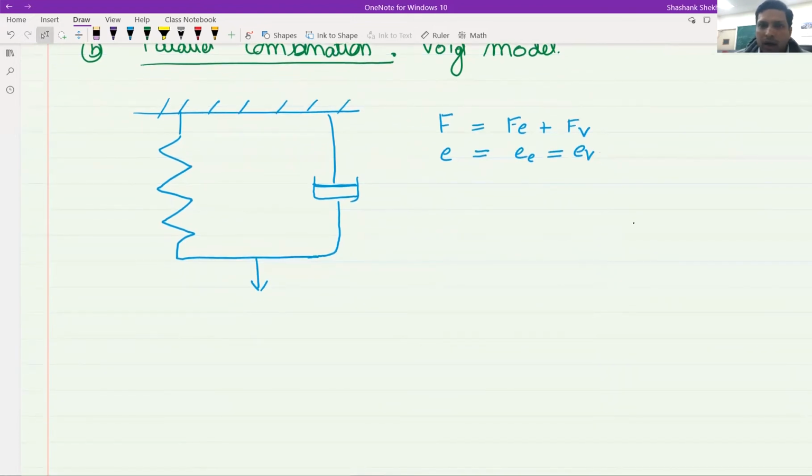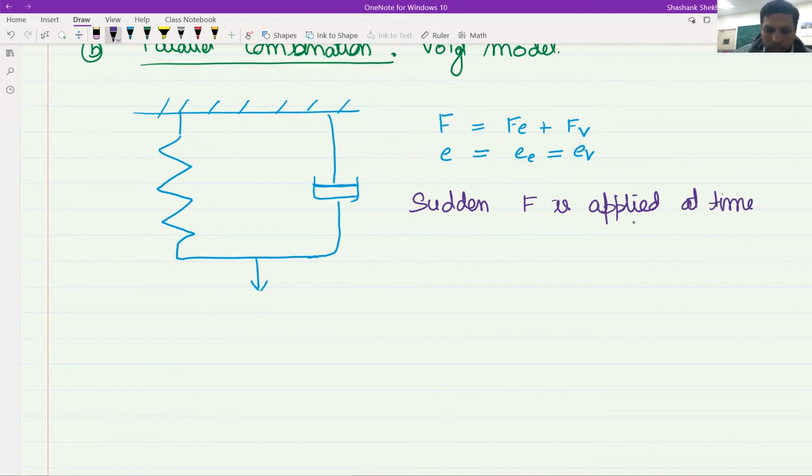Now again, we will do a similar kind of analysis. First, we will assume that a sudden force is applied at time t equal to 0. When you apply the force, we know that the dashpot cannot take instantaneous strain, which means if there is no strain here, there will be no strain on the spring part, and therefore there is no force in the spring, and all the load is on the dashpot. So initially the dashpot carries the whole load.